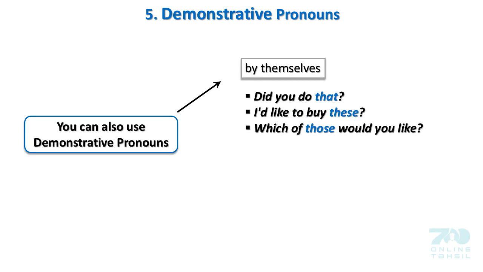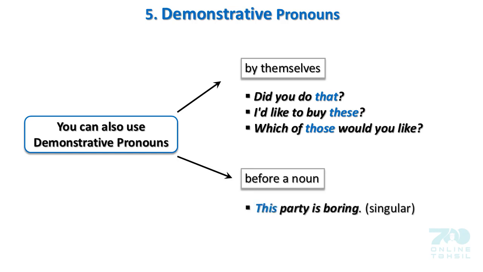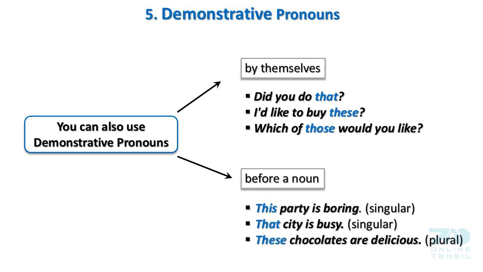Demonstrative adjectives. You can also use demonstratives before a noun. These are called demonstrative adjectives. Examples of demonstrative adjectives. This party is boring, singular. That city is busy, singular. These chocolates are delicious, plural. Those flowers are beautiful, plural.